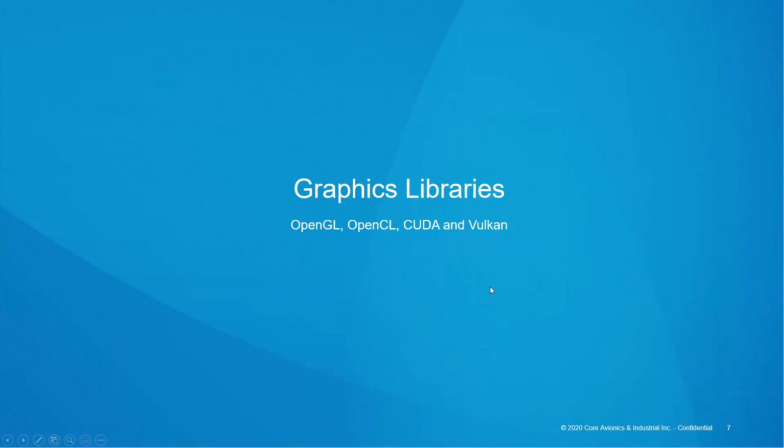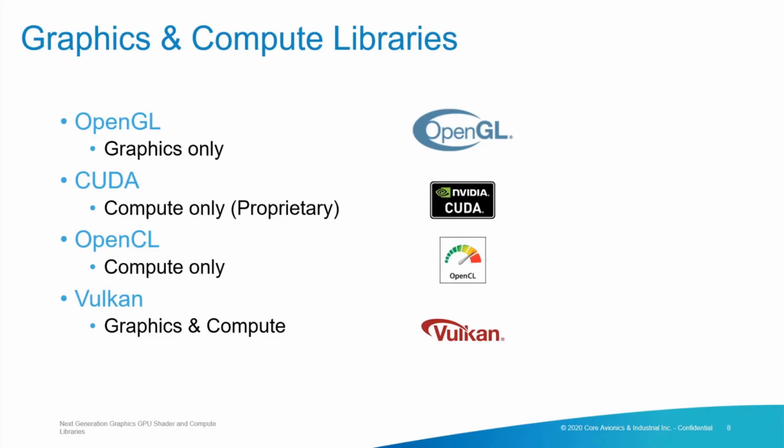The graphics libraries we're going to look at are OpenGL, OpenCL, CUDA, and Vulkan, which is the next generation graphics library. The key differences between them are that OpenGL is graphics only. CUDA and OpenCL are only compute-based, so they're not really graphics libraries, but they still use GPU cores to process their data. And of course Vulkan, the next generation, is graphics and compute.